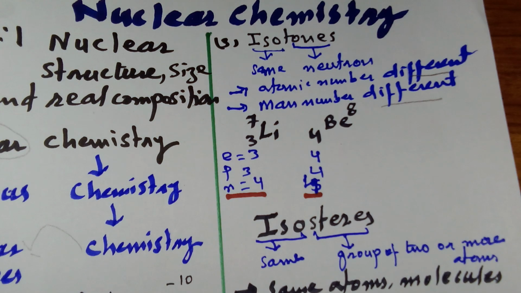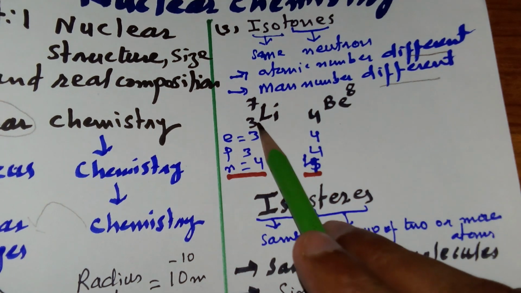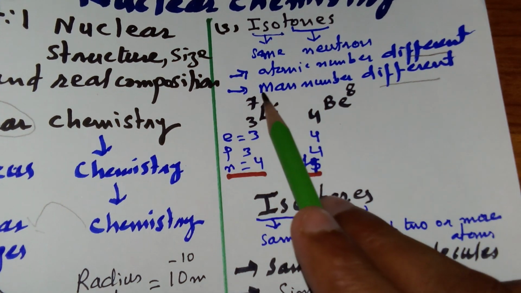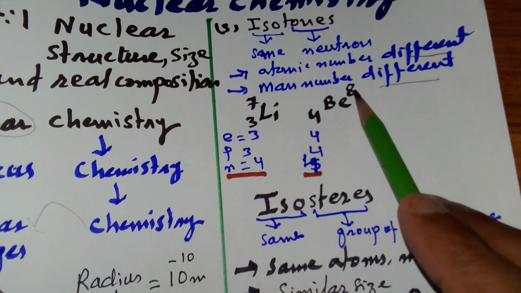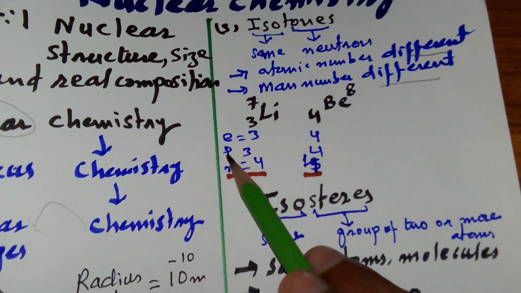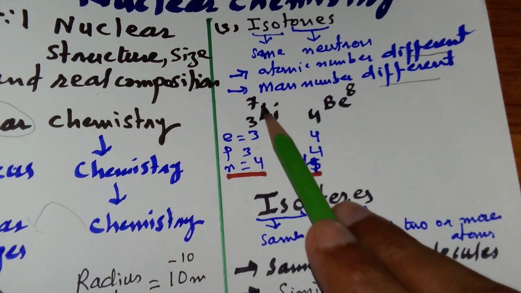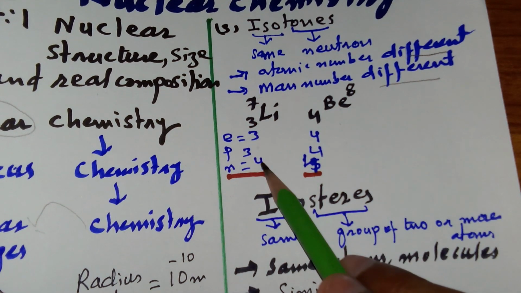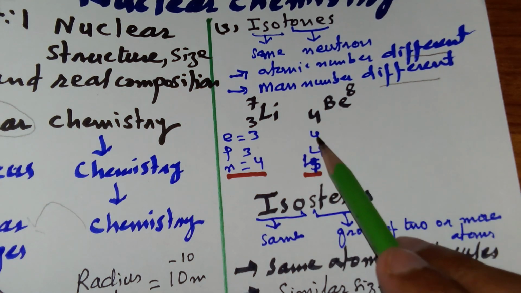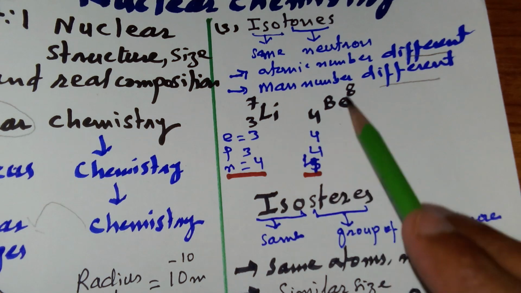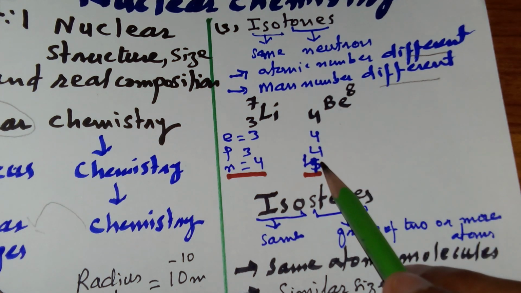So in isotones, the atomic number and the mass number are totally different. For example, we have lithium with atomic number 3 and mass number 7. And for beryllium, we have atomic number 4 and mass number 8. So the number of electrons and protons is 3 and the neutrons is 4, since 7 minus 3 is 4. And again, the same case with beryllium: 4 electrons, 4 protons and 8 minus 4, so this will be 4 neutrons.